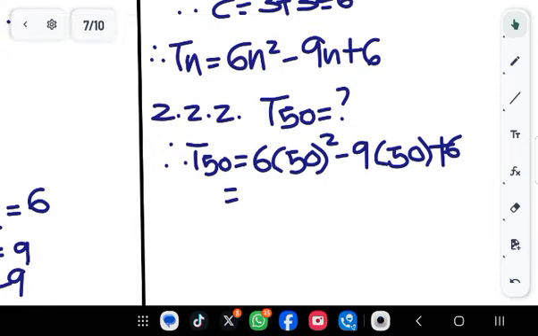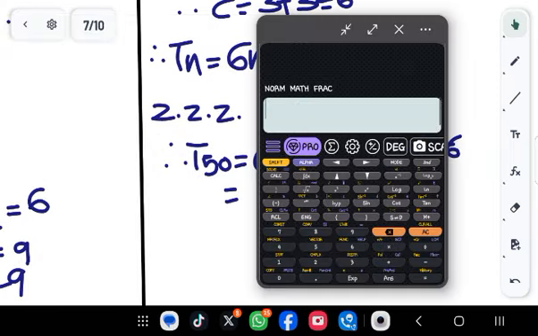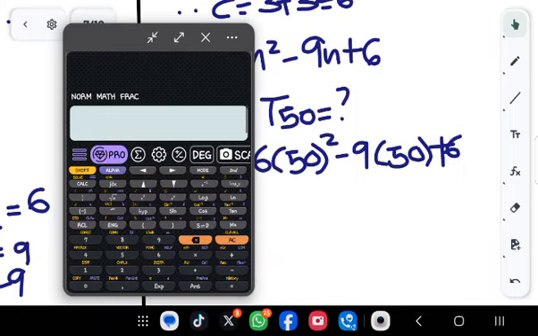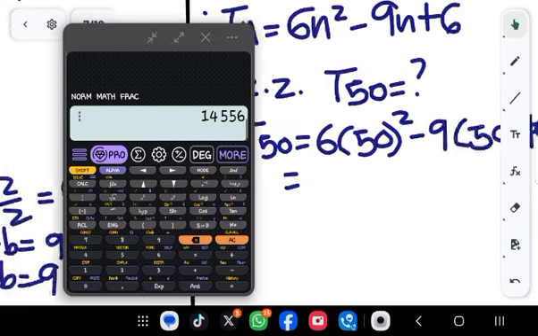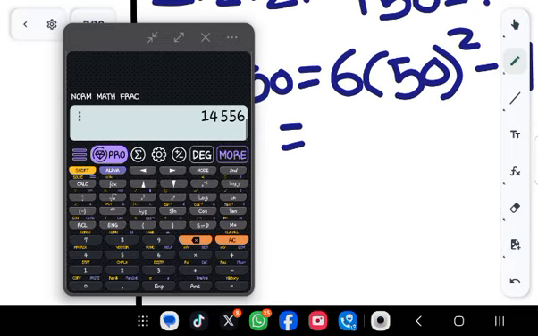So we have 6 in bracket 50 all squared, minus 9 in bracket 50, plus 6, which is equal to 14,556, and that is the answer.